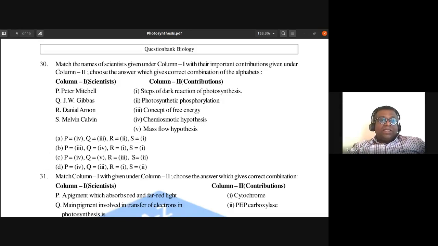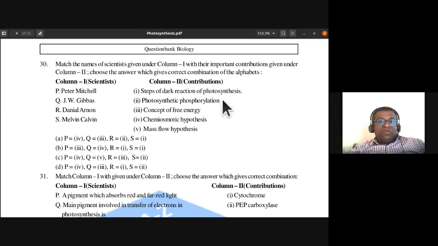So that is one thing that we can remember about. So for the 30th, the right answer is going to be A. P is for Peter Michel. He put forth this chemiosmotic hypothesis. Peter Michel, P is 4. Q is 3. Concept of free energy was given by Gibbs, and R is 2.